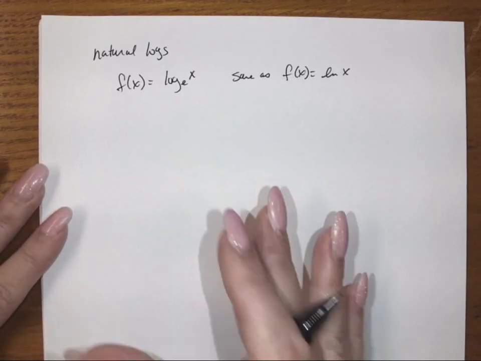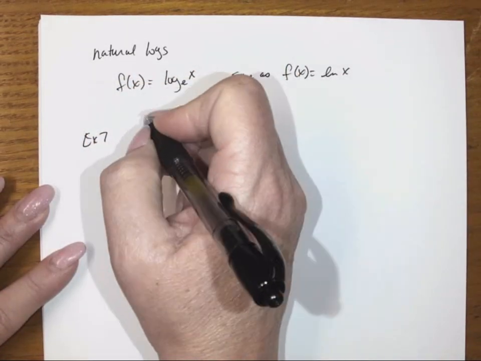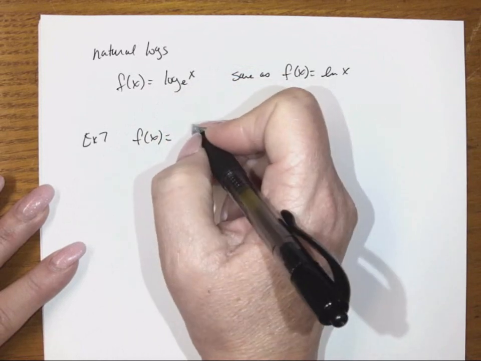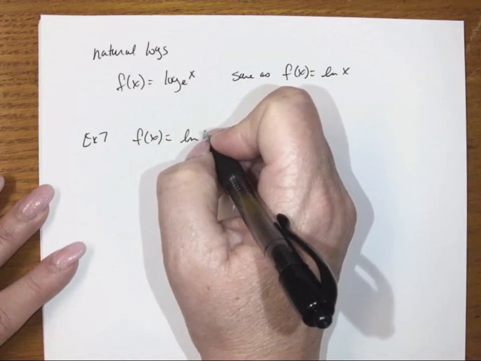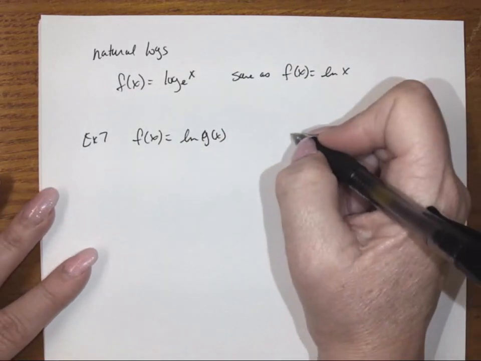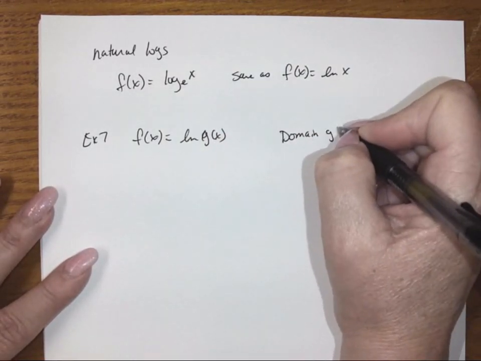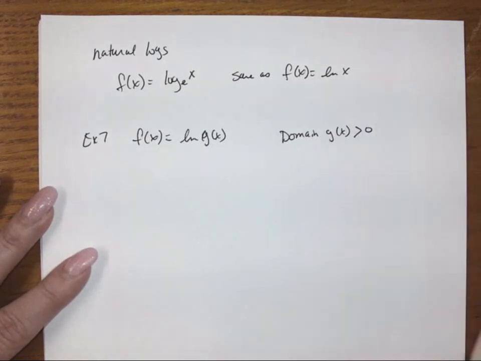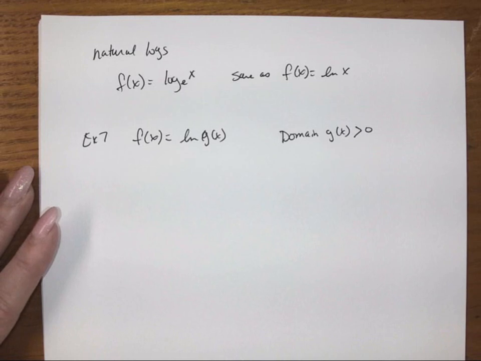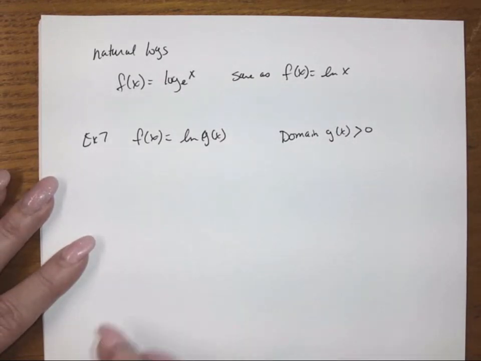Alrighty, so if we're looking at example 7, we are looking at f of x is equal to the ln of g of x, where the domain of g of x is greater than 0. Remember, you can't take the log of a negative number. So it has to be greater than 0.